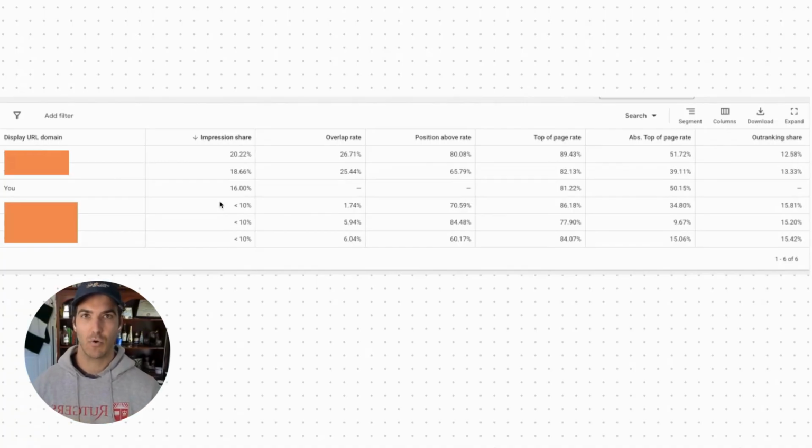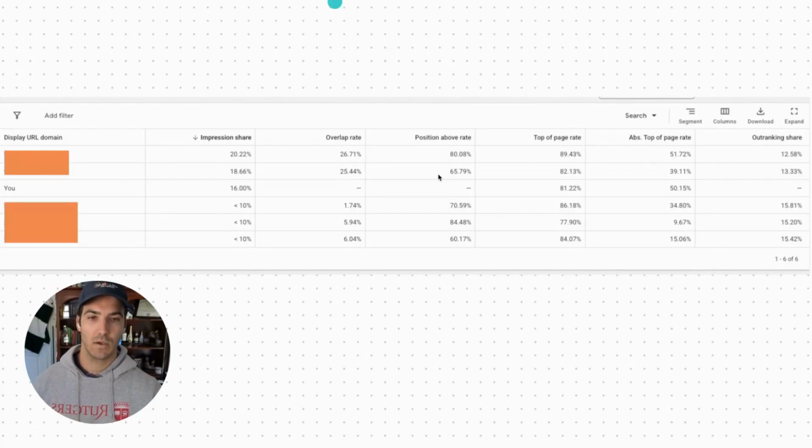Next is going to be the overlap rate. This is how often another advertiser showed up when you didn't, so it's the fastest way to find out who's actually competing against you. You can see that the top two competitors are overlapping with us about 27 and 25% of the time, where the bottom half are barely showing up or overlapping with us, on average like 7% of the time. So this tells us who we need to pay attention to that continues to show up with our ads when it comes to bidding.